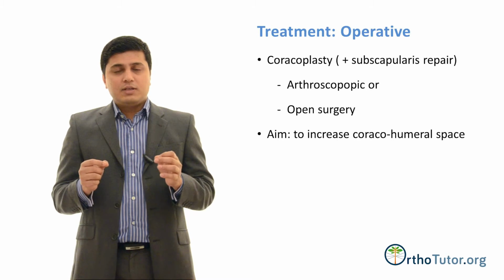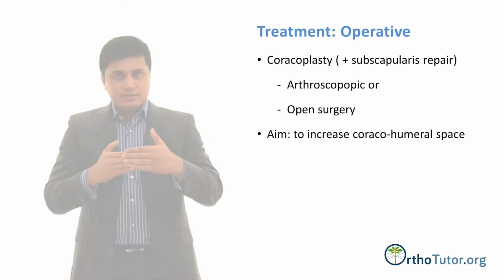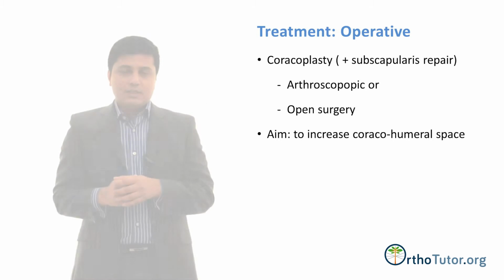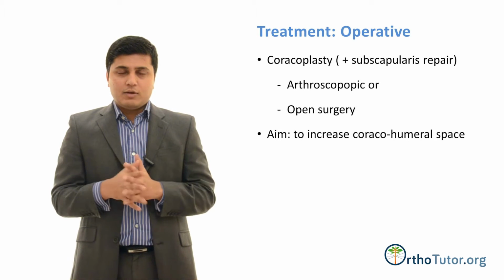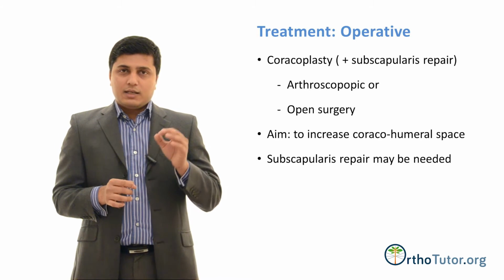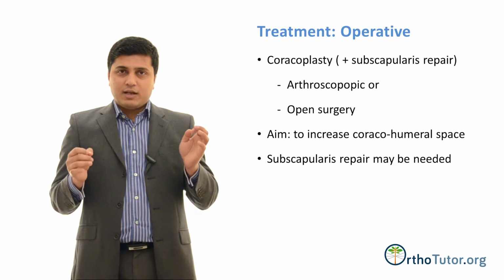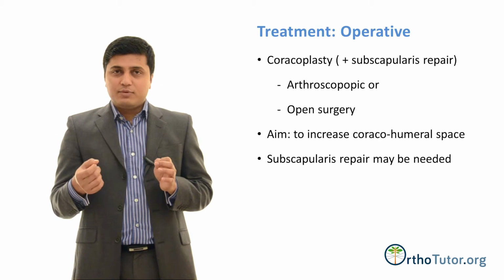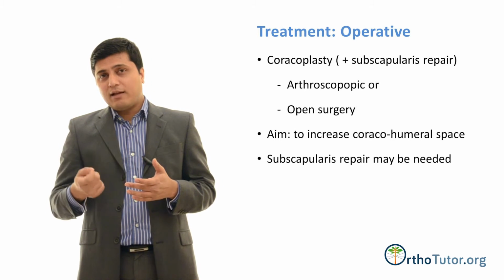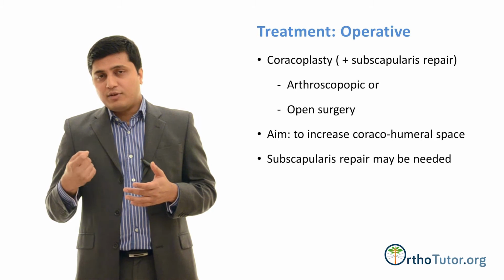The aim is to create a distance or a space between the coracoid and the humeral head, so that the subscapularis has more room when you have movement of internal rotation, adduction and flexion. The operation is called either open or arthroscopic coracoplasty. You should tell the patient that if they are having an arthroscopic surgery, they may have a problem with the subscapularis tendon, so you should warn the patient that they may have a subscapularis tendon repair as well.